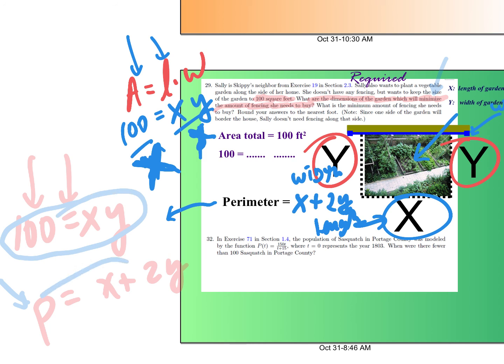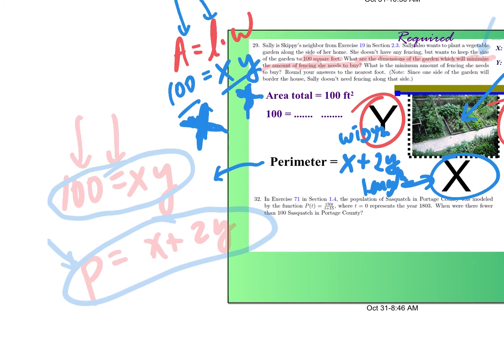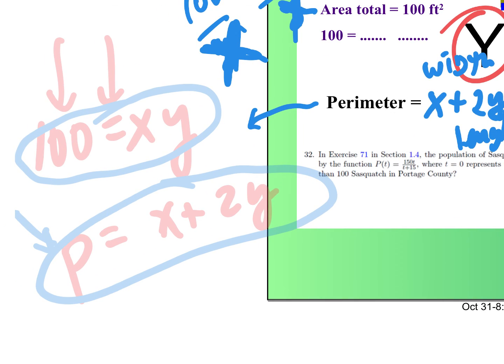I got 2 equations. What do you do when you got 2 equations? Yes, Isaac? So is 100 equals xy equal to p equals x plus 2y? You don't want to set them equal to each other. But there's something you got to do. Graph. It's a good guess. Graph both and see where they cross, but this is 2 separate equations, and one of them's got p in it.